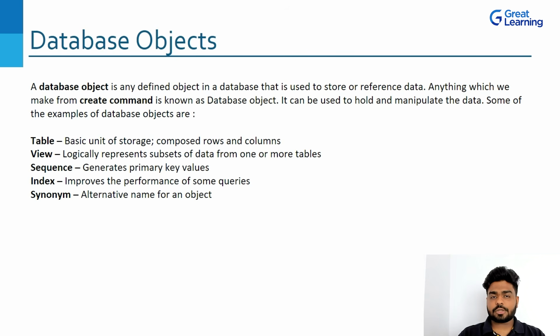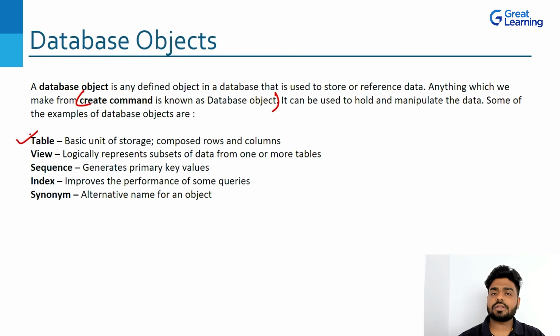So first of all, a database object is any defined object in a database. It is actually created to make our life easier when we are writing a query. It can be creating a temporary table, or creating a sequence of numbers, or creating a particular index for one particular table, anything like that. It is used to store or reference data. Anything which you create using the create command is known as a database object.